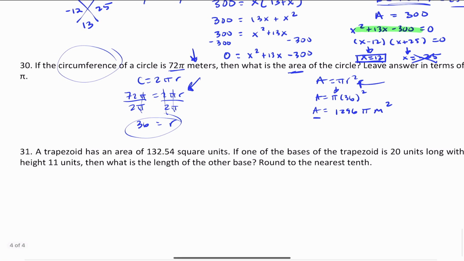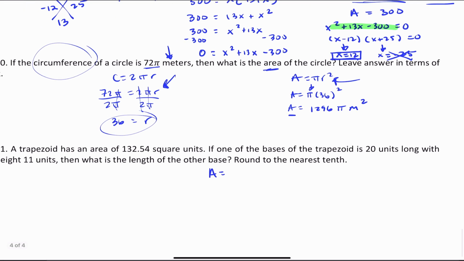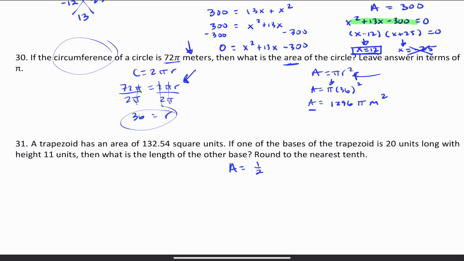All right, so trapezoid area, right? That is A, so area equals 1/2 times the quantity of the first base, so B1, plus the second base, B2, times the height. So 1/2 the first base. Let's see, if one of the bases of the trapezoid is 20 units long, okay, we'll call that B1, plus B2, do we have B2? No, we're actually trying to find the other base. So B2 is still going to be B2, all right? So B2. And then the height is given, which is 11.